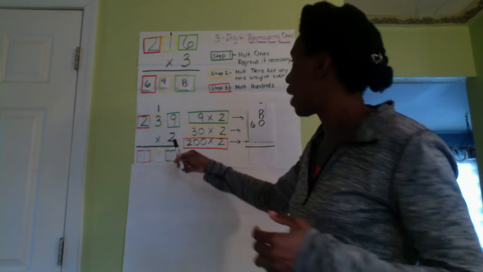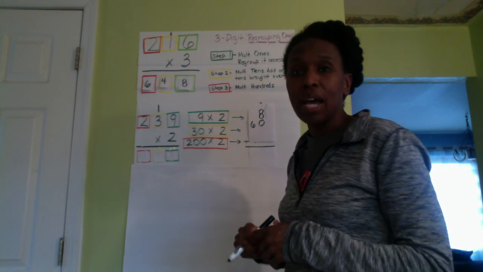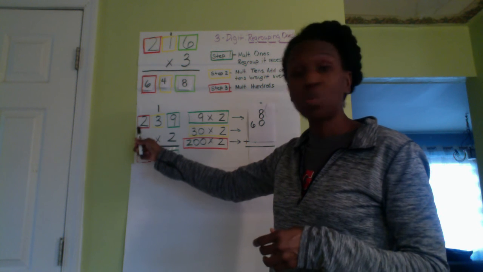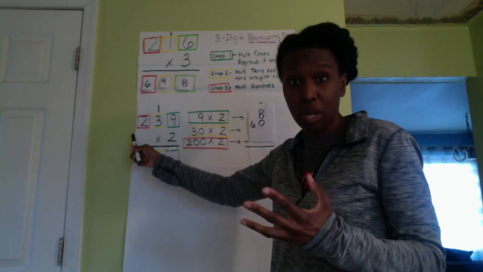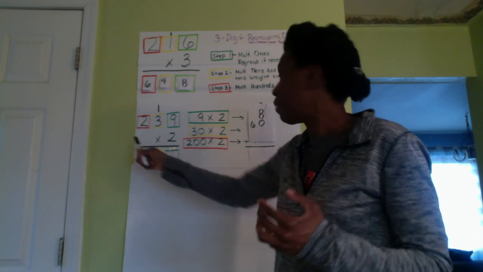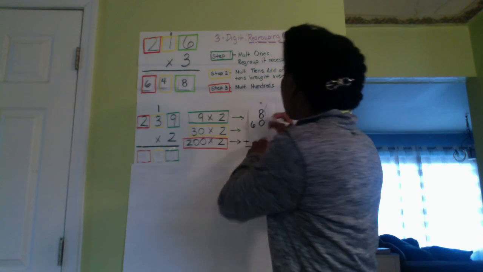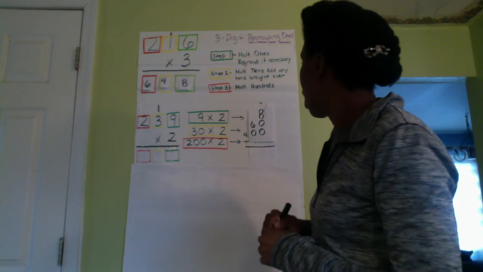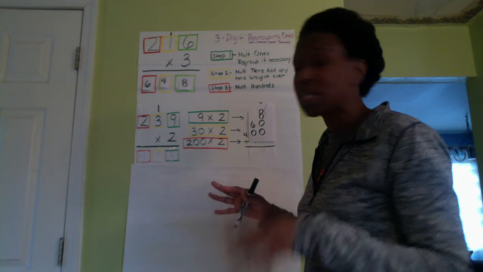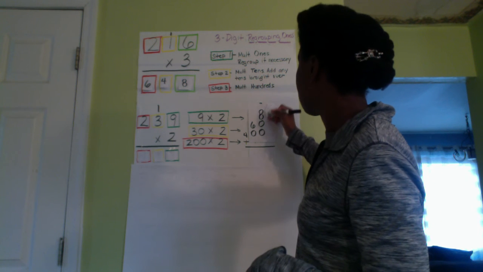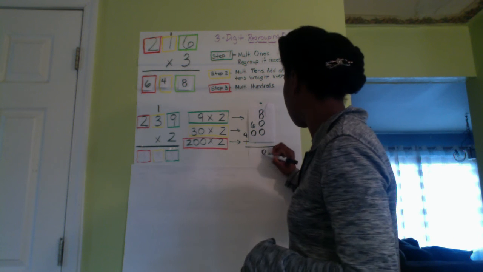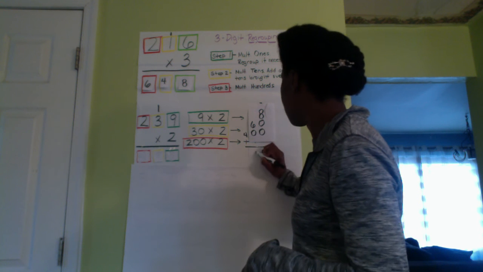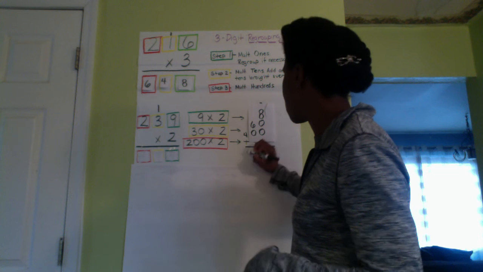Okay? And then lastly, step 3 tells us to multiply the 2 times the number in the hundreds place. So that would be 2 times 2, but remember this 2 is in the hundreds place, so it's actually 2 hundreds. Okay? So 200 times 2 is 400. All right, so now we add them all together. So we have 8 plus 0 plus 0, which is 8. We have 6 plus 0, which is 6. And then we have 4 plus 0, which is 4.